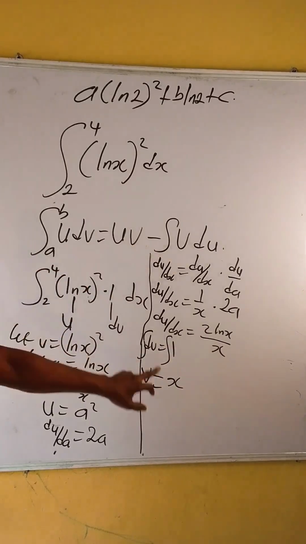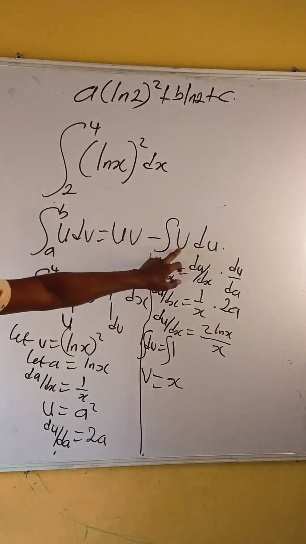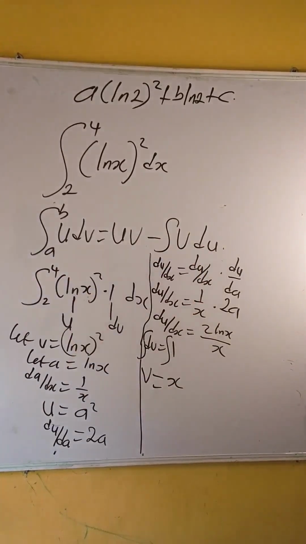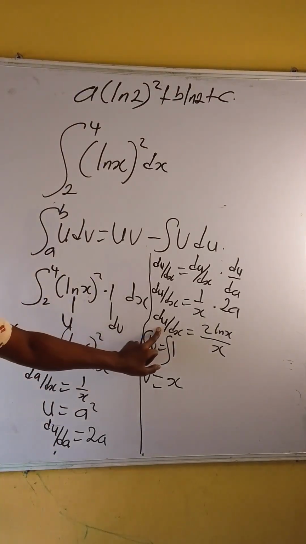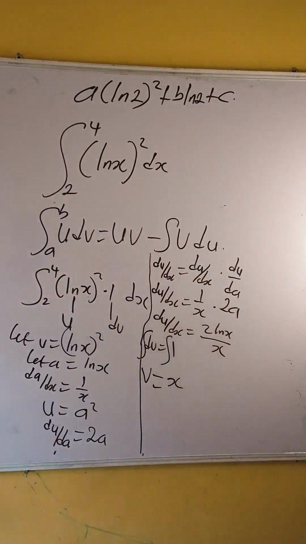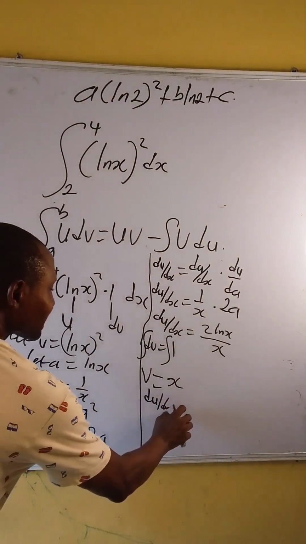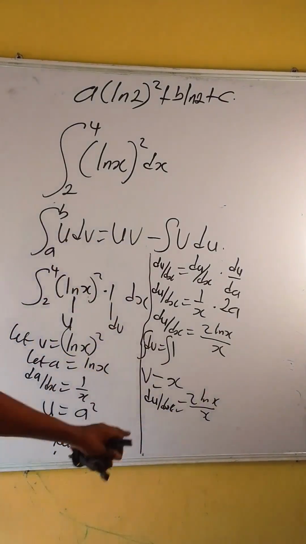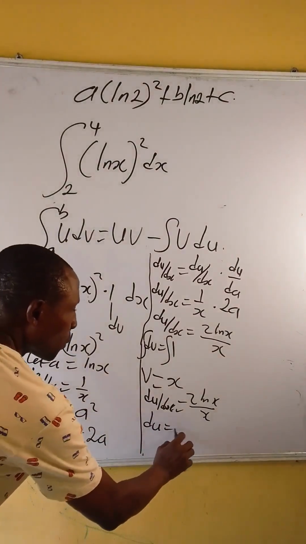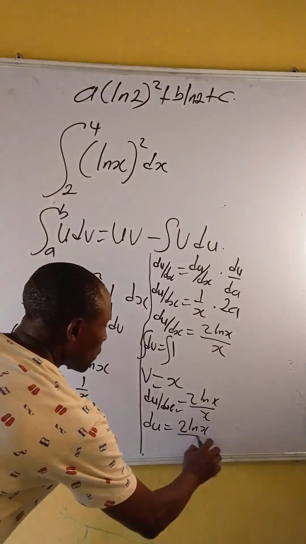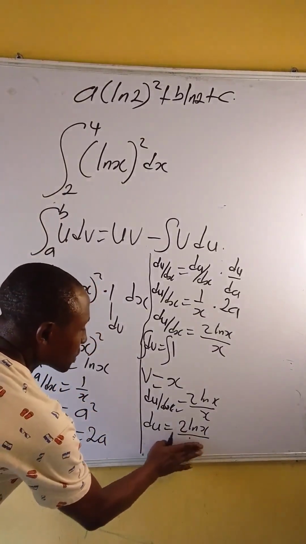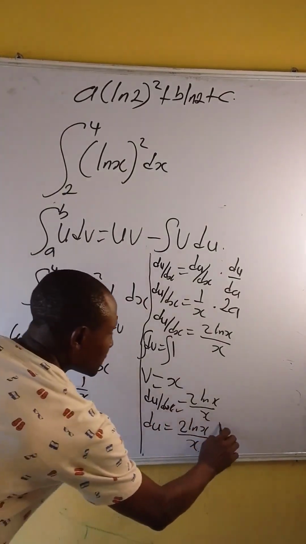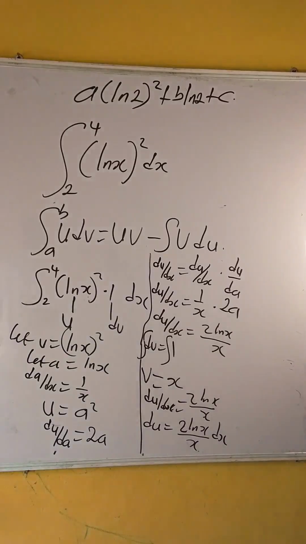I have my v as x. I have minus my v as x, my du. So the question is, what about du? Remember your du/dx is this: du/dx equals 2 ln x over x. If you cross multiply, your du will become 2 ln x over x times dx. So your du is 2 ln x over x dx.